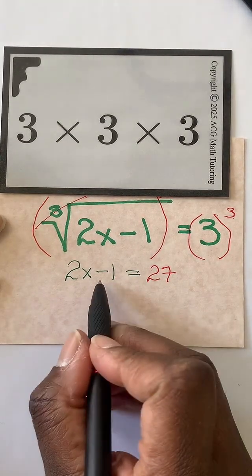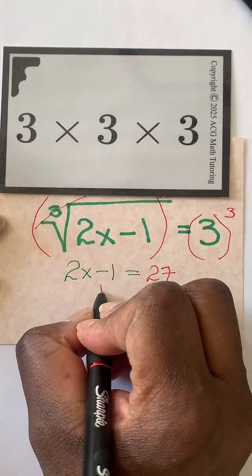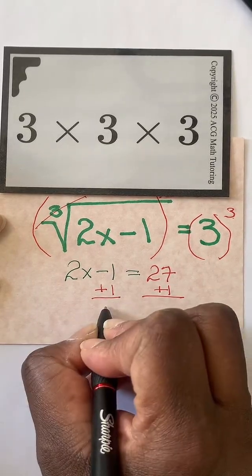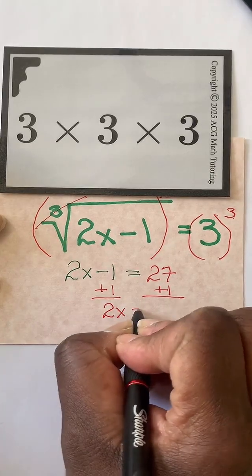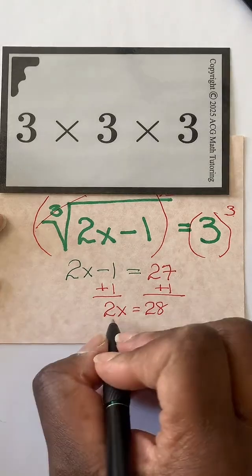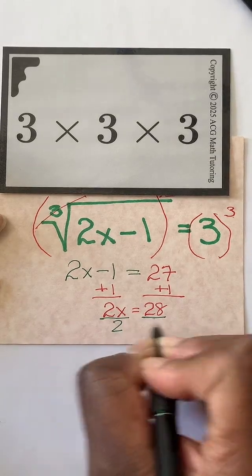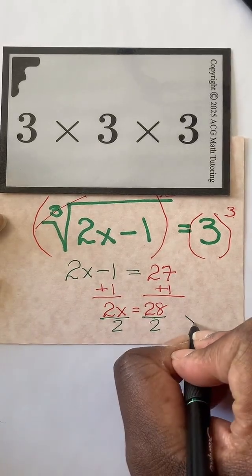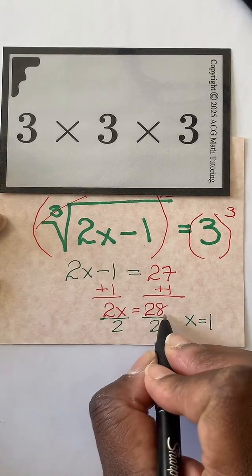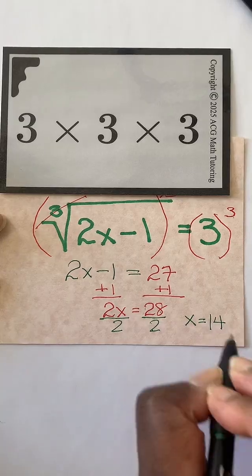So now we need to do the inverse of minus 1. So we're going to add 1. So that gives us 2x is equal to 28. So if we divide by 2, that means our x is 2 divided by 2 gives me 1, 8 divided by 2 gives me 4.